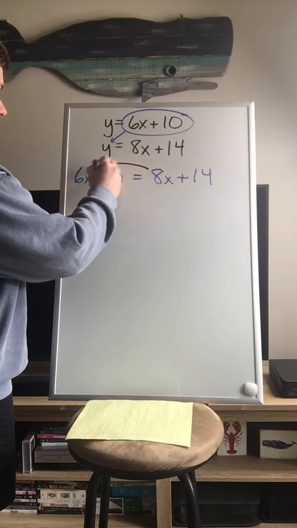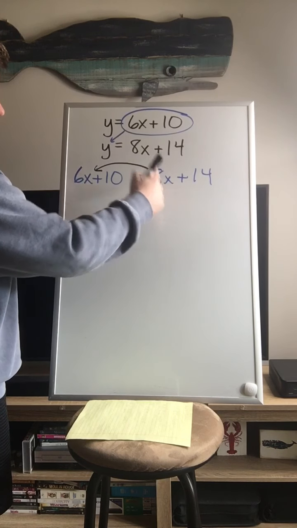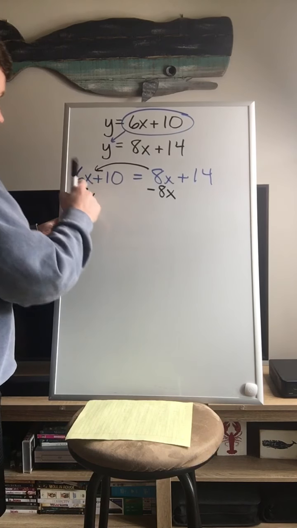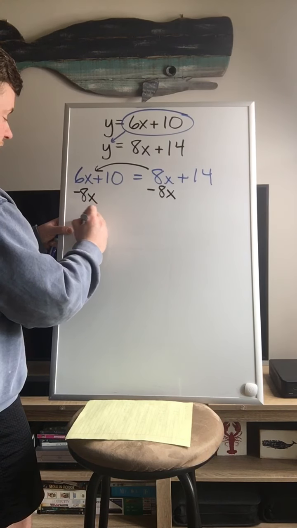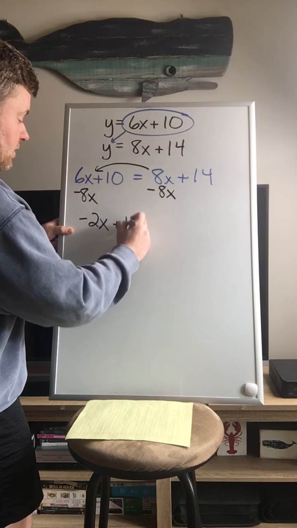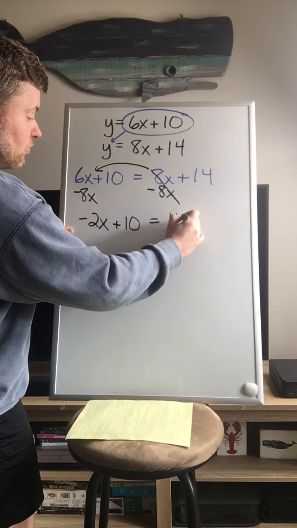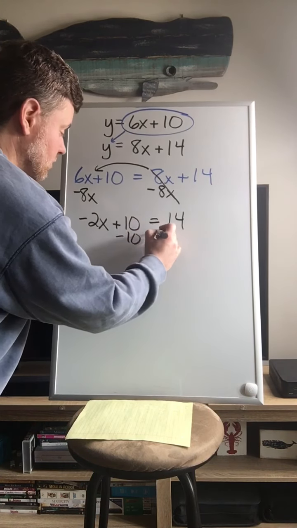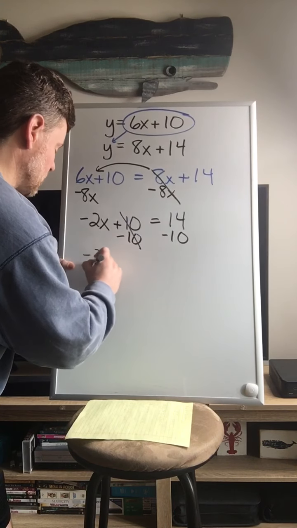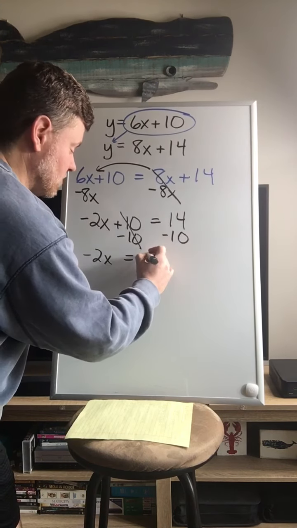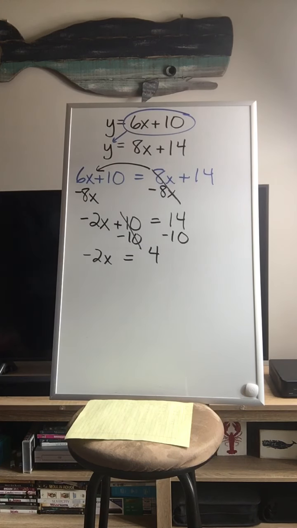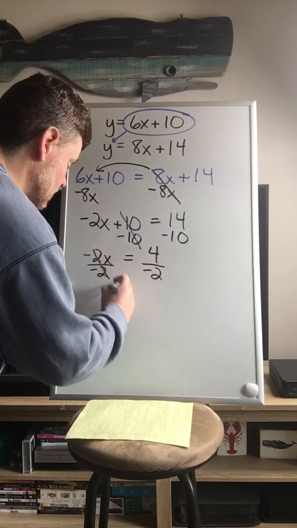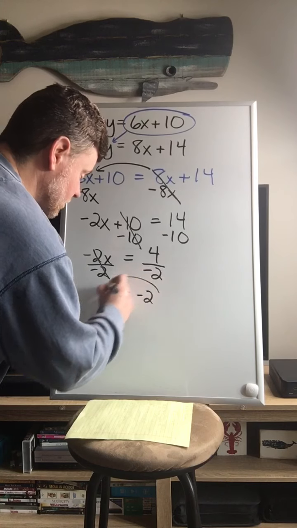I'm going to bring the 8x over here with the 6x. Anytime I move across the equal sign, I always have to do the inverse. So I'm going to minus 8x. So 6x minus 8x, right, is negative 2x plus 10. This is gone, equals 14, right? And now I finish up. I minus my 10. So negative 2x equals 14 minus 10 is 4, right? And then I just end up by dividing by negative 2. And so it looks like x comes out to be negative 2.